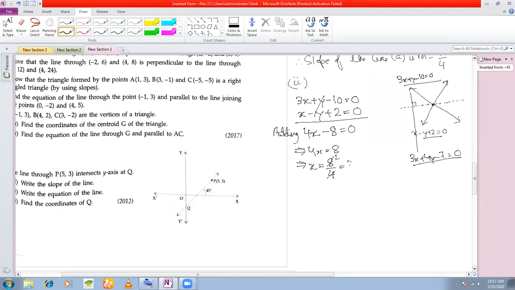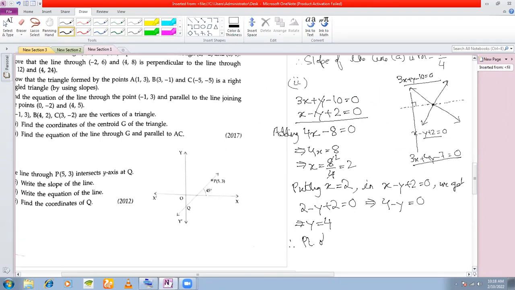Which cancels, you get 2. Now, in order to get the value of y, you put x is equal to 2 in any of the two equations. Let's put it in the second equation. Putting x is equal to 2 in x minus y plus 2 is equal to 0, we get 2 minus y plus 2 is equal to 0. That means you get 4 minus y is equal to 0. That means you get y is equal to 4.